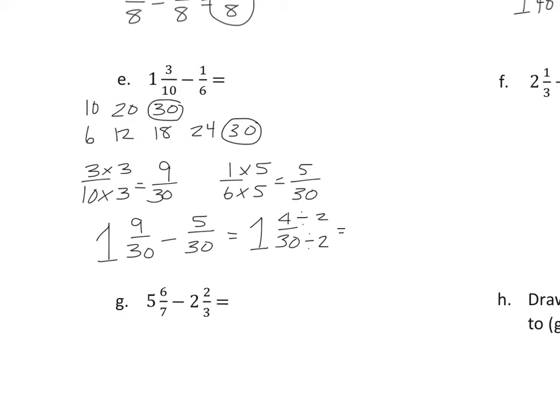So that means the new fraction is going to be 1 whole, and 4 divided by 2 is 2, and 30 divided by 2, or half of 30, is 15. So we can also have the answer of 1 and 2/15. Let's circle that, and let's move on over to F.